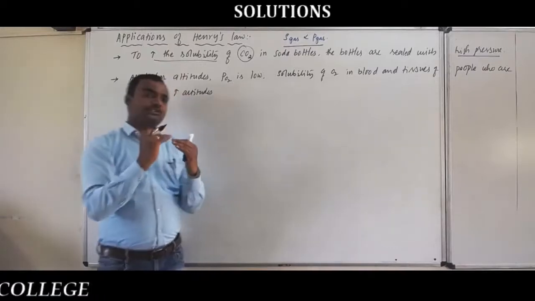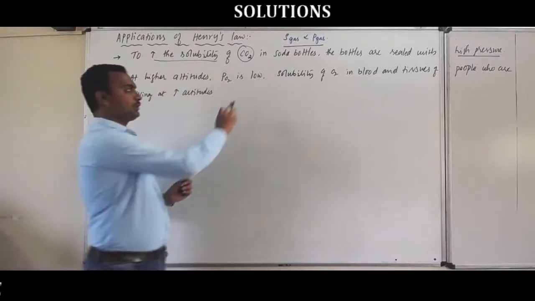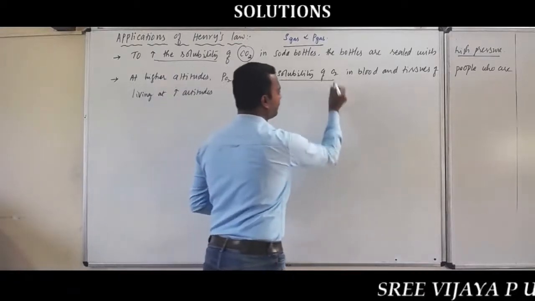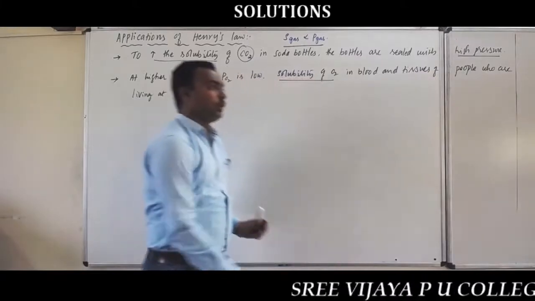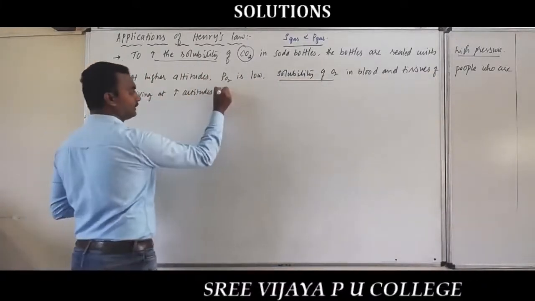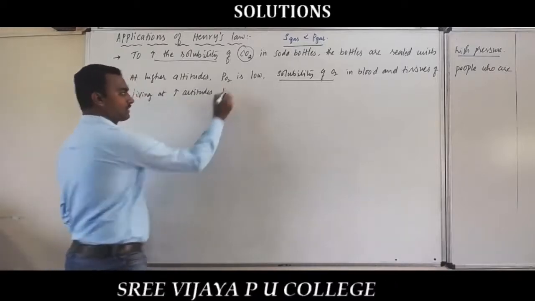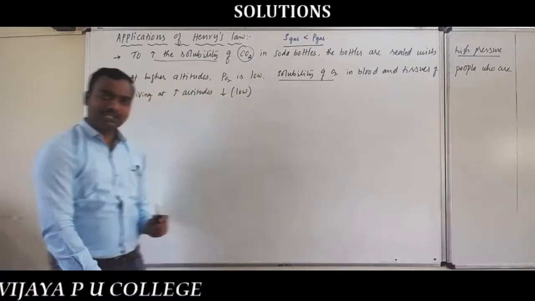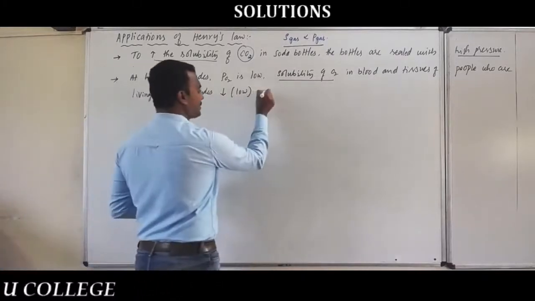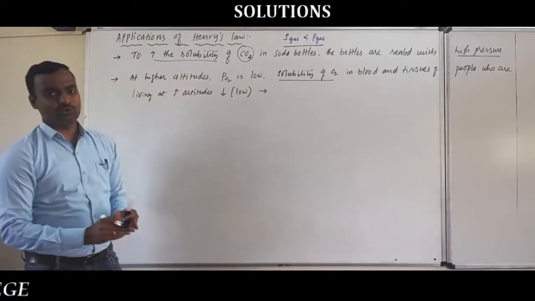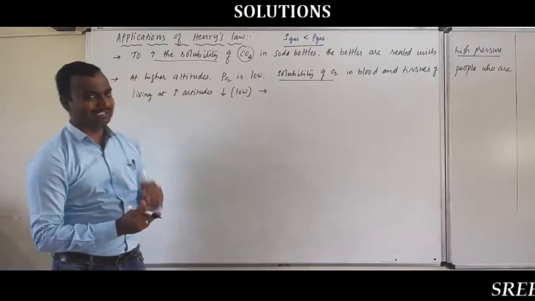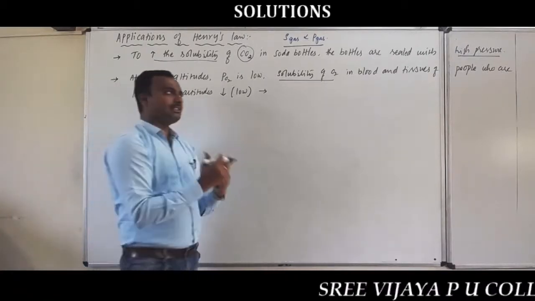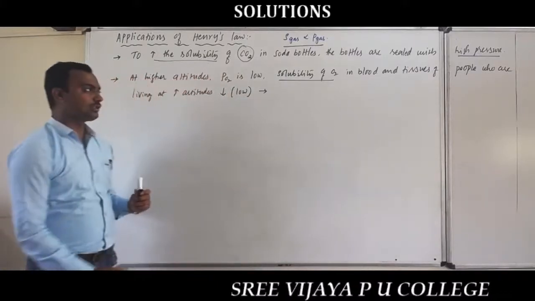As we move up from ground level, the pressure of oxygen decreases. Because of the decreasing pressure, the solubility of oxygen in blood and tissues of people living at higher altitudes also decreases, giving a lower concentration of oxygen in their blood and tissues. These people are also called climbers. Climbers are people who are living at higher altitudes.